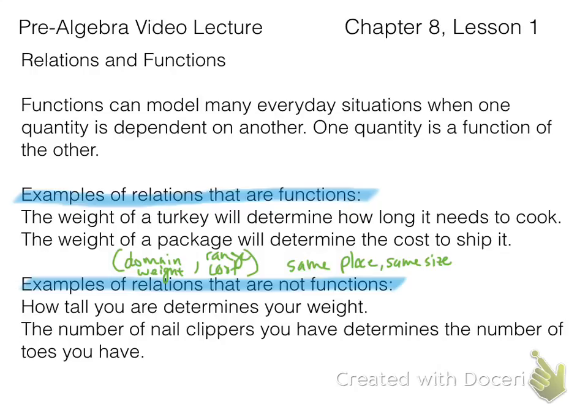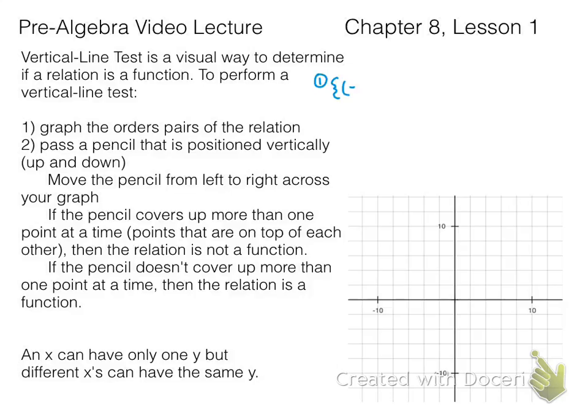And then the last one is the number of nail clippers you have determines the number of toes you have. If you have 10 toes, can you still have 2 nail clippers? Yes, but you could also have 5 toes and 2 nail clippers. All right, see how they're definitely not a function. It's not like I have a nail clipper for every toe. Okay, all right. So next up, we can use the vertical line test.